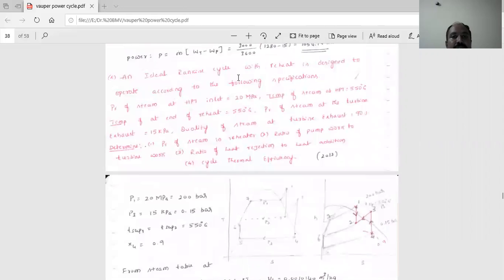An ideal Rankine cycle with reheat is designed to operate according to the following specifications. Pressure of steam at high pressure inlet is equal to 20 megapascal. Temperature of steam at the high pressure turbine is 550 degrees centigrade. Temperature at the end of reheat is equal to 550 degrees centigrade. Pressure of steam at the turbine exhaust is equal to 15 kilopascal. Quality of steam at turbine exhaust is equal to 90%. Determine the pressure of steam in the reheater, ratio of pump work to turbine work, ratio of heat rejection to heat addition, and cycle thermal efficiency. This is one of the examination problems also.